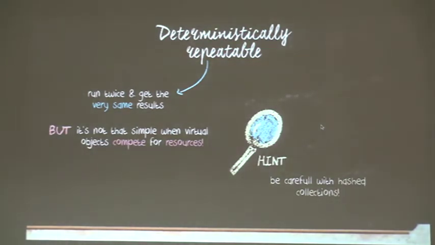So, for instance, one thing you could do is, before enumerating things, order the collection by some intrinsic characteristic. For instance, the name of the object. You sort by the name. Then, if you change the name of the object, maybe you get a different result, everything else being the same.